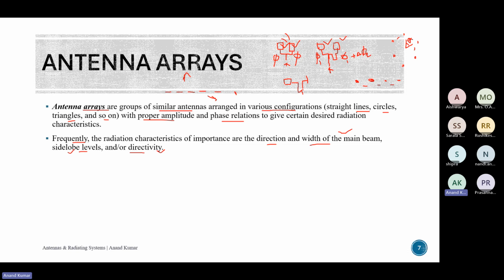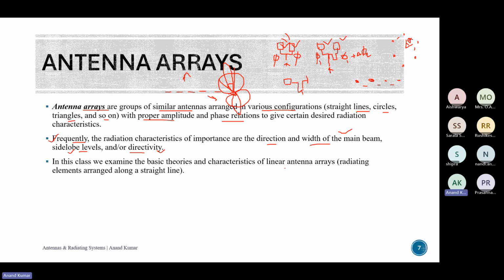For example, if you have a monopole, you'll have this kind of radiation pattern, for example, broadside radiation. But what if you want a higher directivity? We can use arrays to get higher directivity. If we want a lesser beam width, for that also we can have arrays, and we can reduce this beam width again. So all these things can be handled by forming antenna arrays.